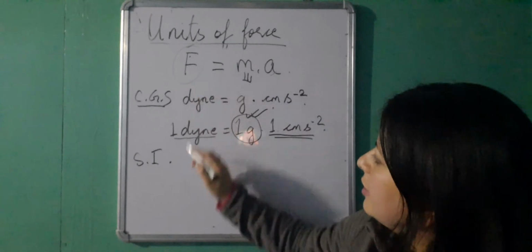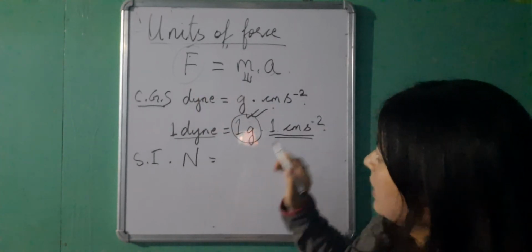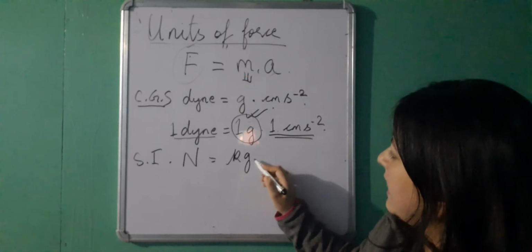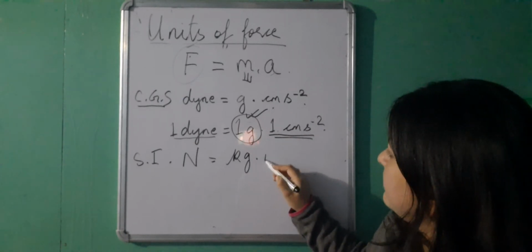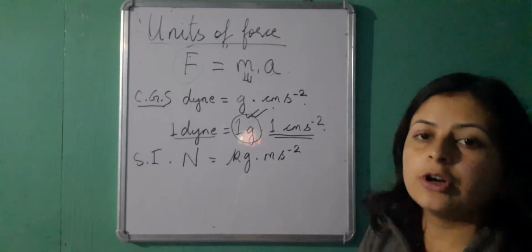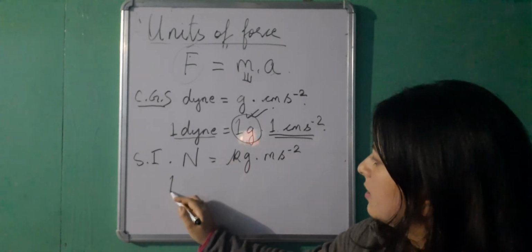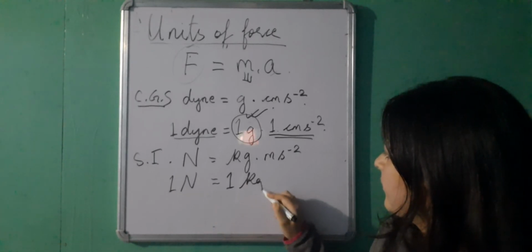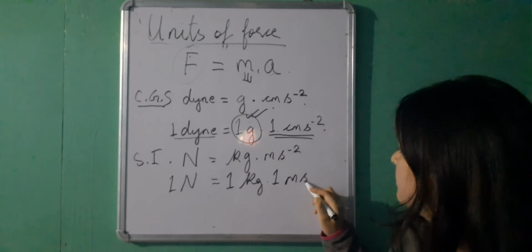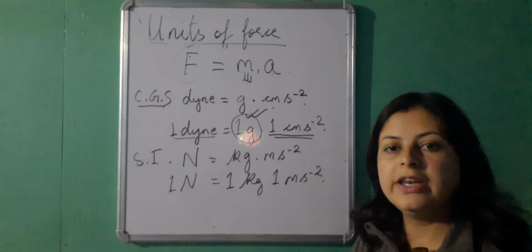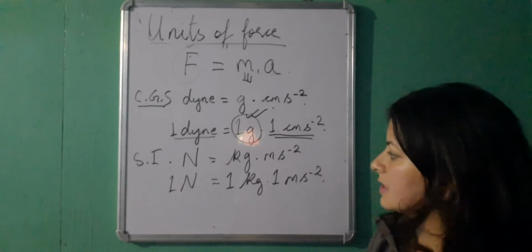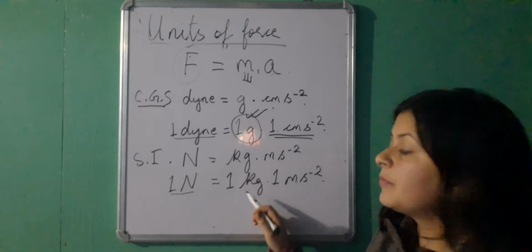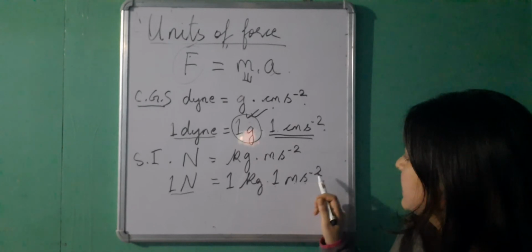For force, the SI unit is Newton. We use capital N. The unit of mass is kilogram, and the unit of acceleration is meter per second square. So if you want to find out 1, then we have to multiply 1 everywhere. So 1 Newton is equal to 1 kilogram into 1 meter per second square. So how do you define 1 Newton force? 1 Newton is the force which when applied on a mass of 1 kg produces an acceleration of 1 meter per second square in it.